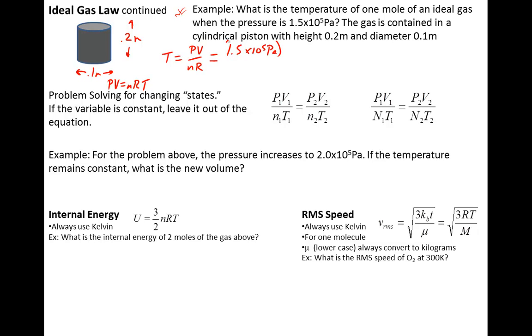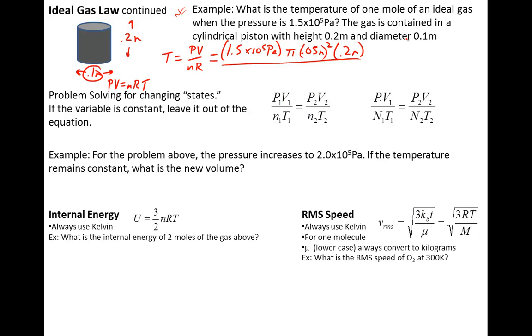We need to multiply that times the volume. You need to know how to find the volume of a cylinder. It's base times height. The base is the area of the circle, or pi r squared. Since the diameter is 0.1 meter, the radius must be 0.05 meters. We're going to square that and multiply that times the height of 0.2 meters.